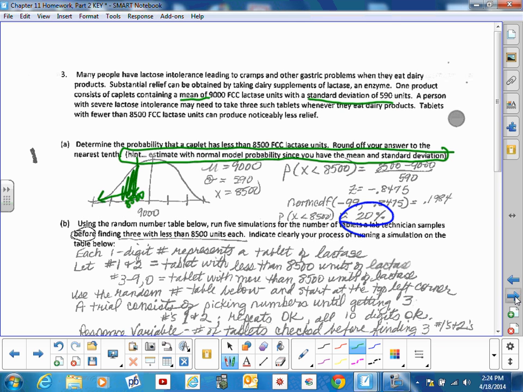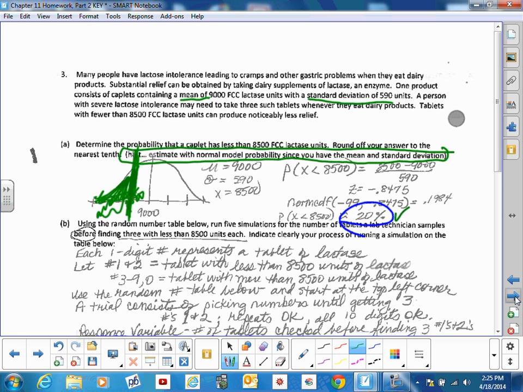Okay, so you found this probability by finding the z-score. So here was my z-score, and then I norm CDF'd from negative infinity up to here, and I knew that this was about a 20% chance. It asked you to round to the nearest tenth, so that gave me about a 20% chance.